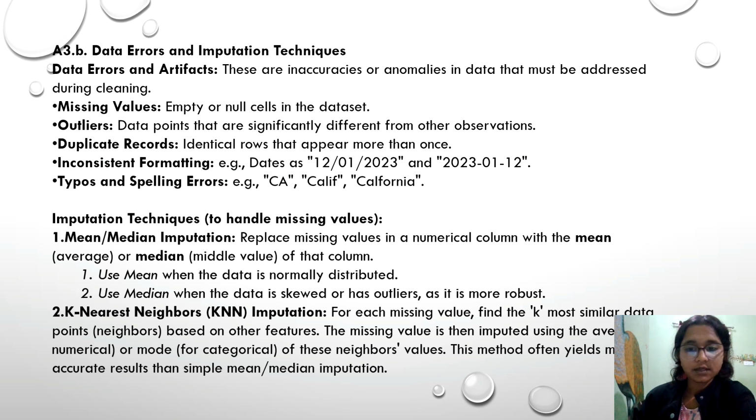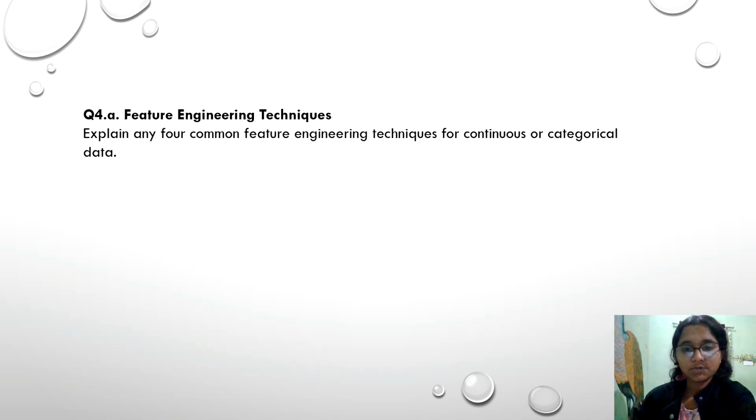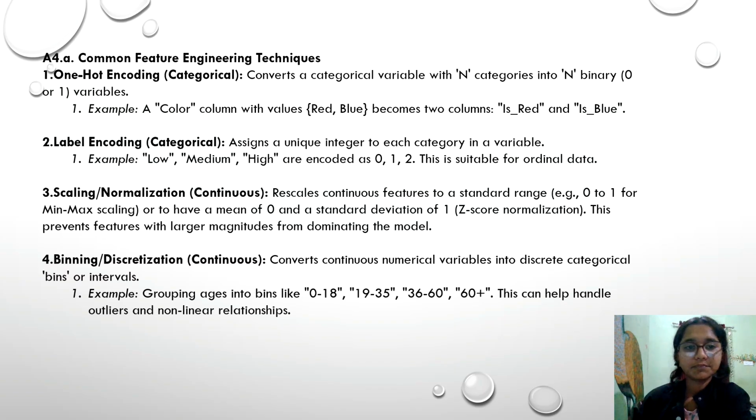And here is the process of doing it. Next question is feature engineering techniques. Explain any four common feature engineering techniques for continuous or categorical data. So, common feature engineering techniques: one-hot encoding, label encoding, scaling, normalization, binning, discretization.